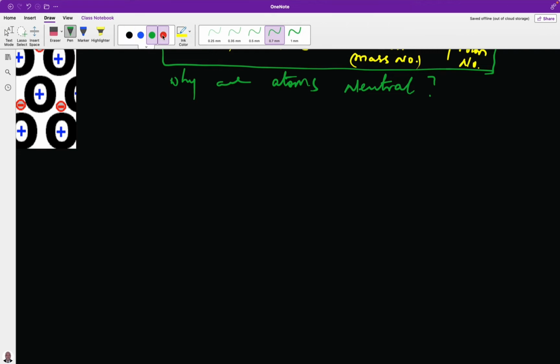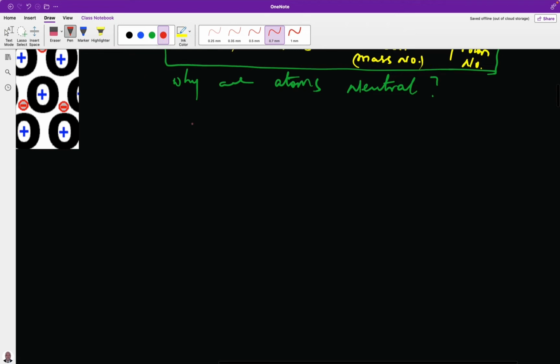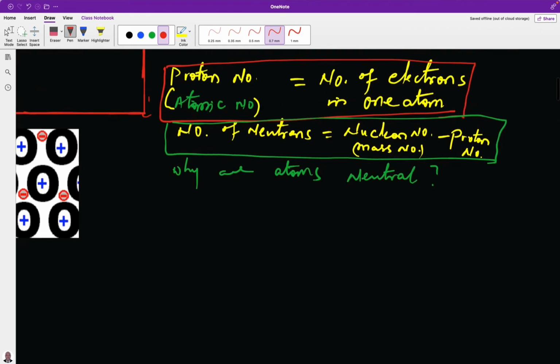Atoms are neutral because the number of protons is equal to the number of electrons, and as a result of it, they cancel each other. Protons are positively charged, electrons are negatively charged. So if the number of electrons is equal to the number of protons, they cancel out each other, and the atom will be neutral.